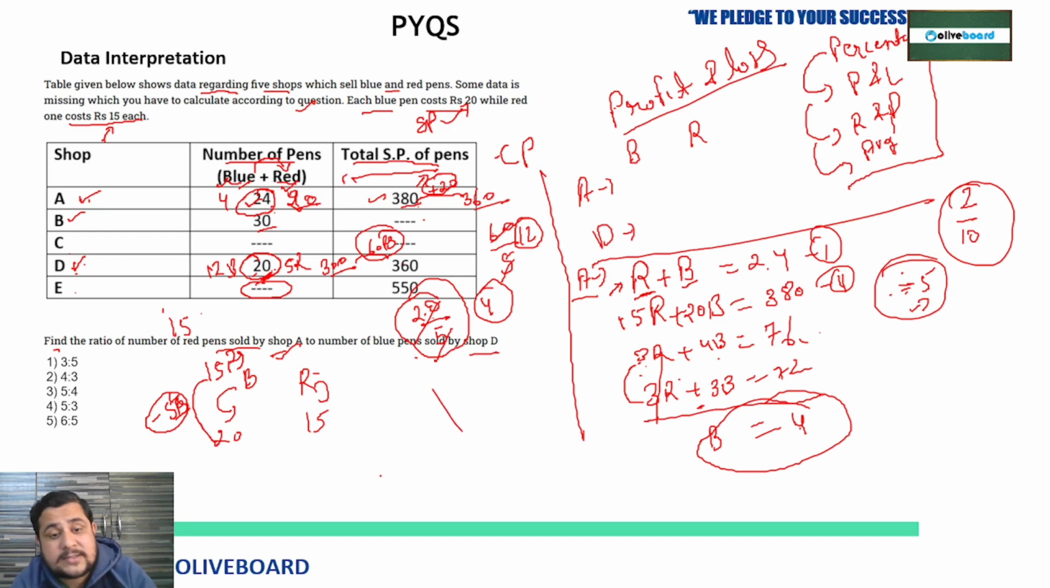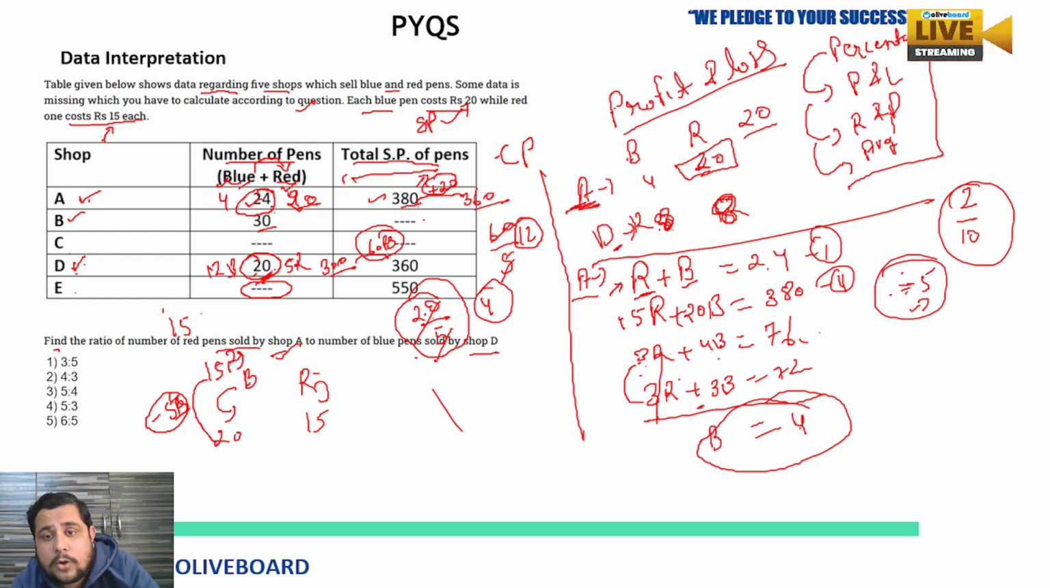Now what they have asked us is the ratio of the number of red pens from shop A, that is 20, and blue pens are 4, and the number of blue pens in shop D is 12, and 8 red pens are there. So from shop A we have to take the number of red pens, that is 20, and from shop D the number of blue pens, that is 12. So 20 upon 12, 5 is to 3. I hope you understand it very well.